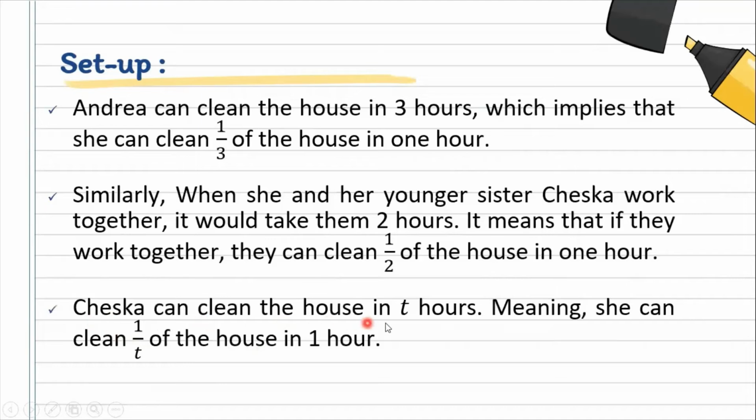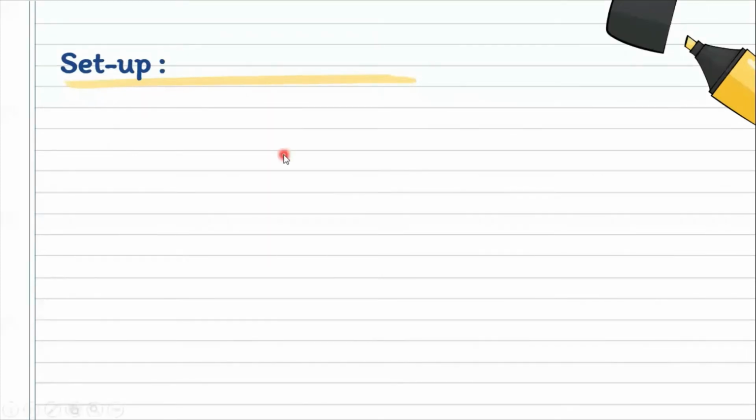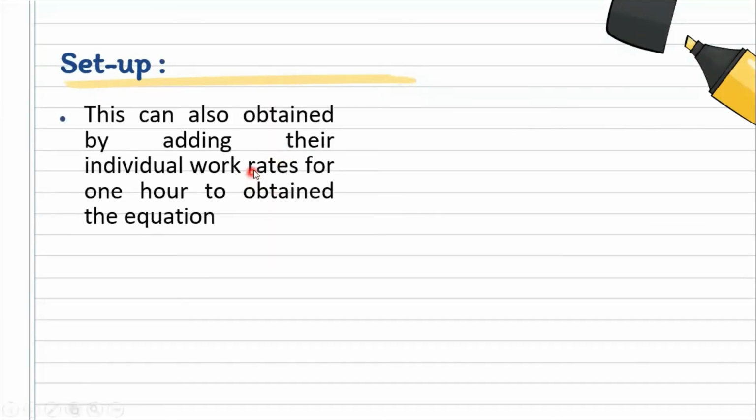Next, Cheska can clean the house in T hours, meaning she can clean 1 over T of the house in 1 hour. To set up the working equation, we add their individual work rates for 1 hour. So we have the equation 1 over 3 plus 1 over t is equal to 1 over 2, wherein 1 over 3 is the work rate of Andrea, 1 over t is the work rate of Cheska, whose time alone we need to find, and 1 over 2 is the work rate if both of them work together.